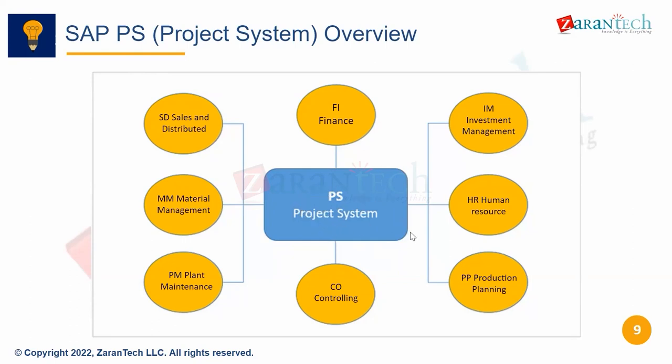But if it is as per a particular order, where you want to produce a certain FG, finished good, then there is a linkage with production planning. And of course, controlling, because on the CO side, you have your cost versions, activity types, cost elements, settlement. By that, CO is also integrated with the project system module.